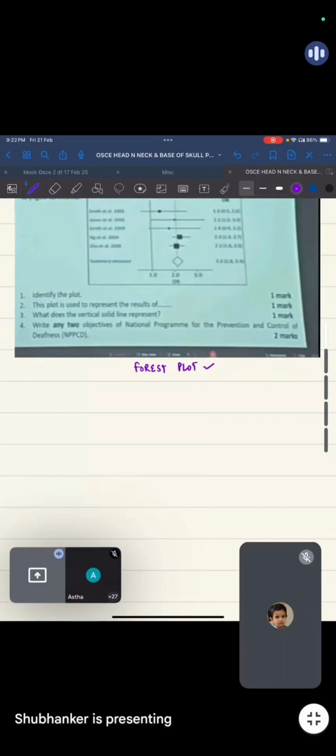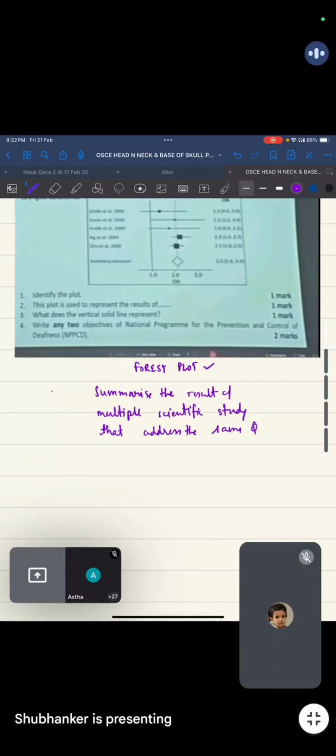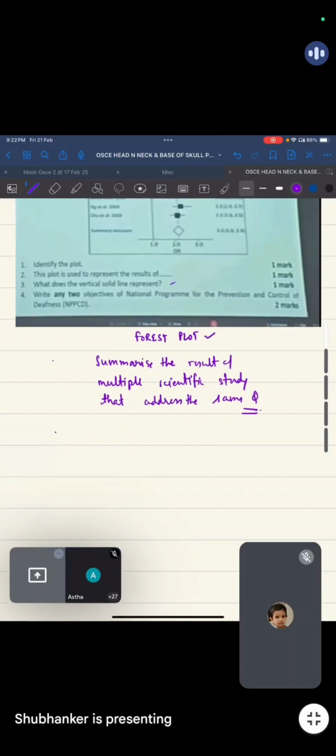They are saying this plot is used to represent what? So basically, this is used to summarize the results of multiple scientific studies that address the same question. ठीक है, नंबर 3, they are asking what does the vertical solid line represent.